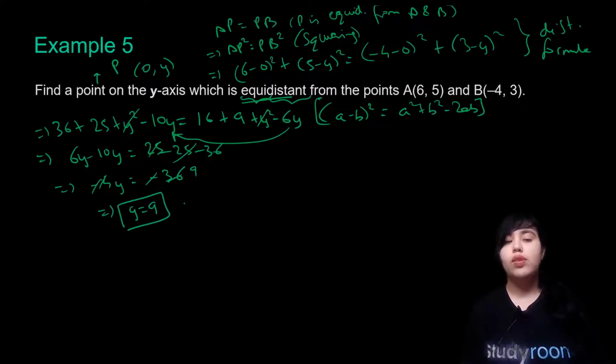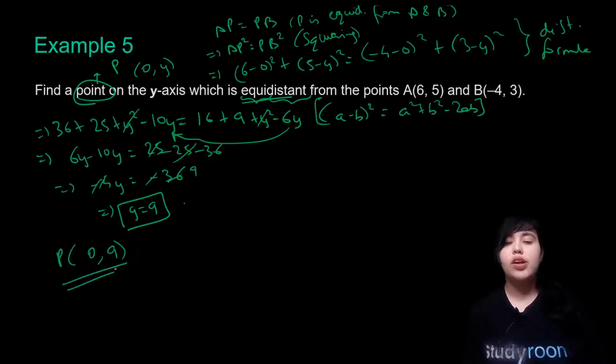But is this it? No, we were asking about the point and not about the coordinate of that point. So the point P was 0 comma y, which is 0 comma 9. So this is your required point.